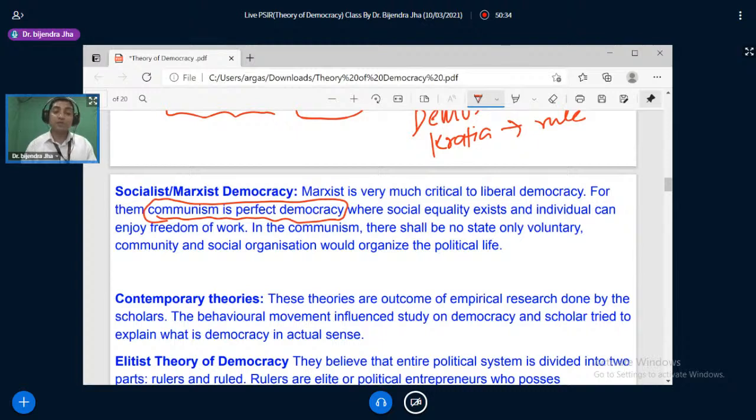Why is communism perfect democracy? Because here you can find social equality, right? And in communism only, the individual can enjoy freedom to work. Otherwise, लिबरल डेमोक्रेसी में लोग क्या करते हैं? कंपेल होते हैं, लोगों का एक्सप्लॉइटेशन होता है, राइट? तो इसीलिए कम्युनिज्म इज अ परफेक्ट फॉर्म ऑफ डेमोक्रेसी. वहां पर क्या क्या है? एक तो सोशल इक्वालिटी है, और दूसरा क्या है? फ्रीडम टू वर्क, राइट?